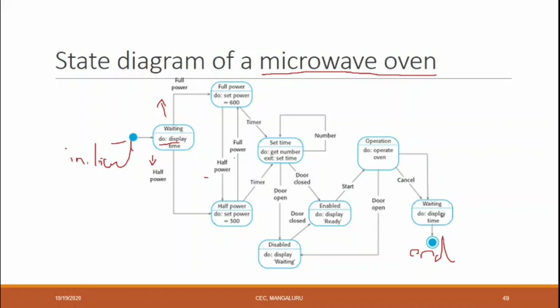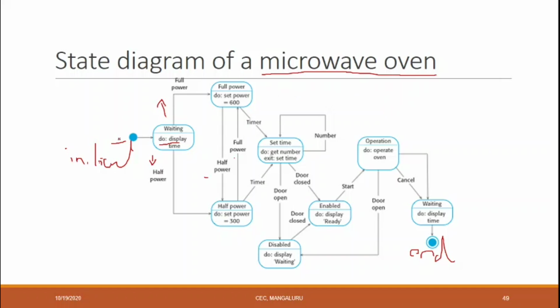Then it waits for the display time, whatever time you have set here, and does the operation. After that it ends the state of the oven diagram. So this is the state diagram of the micro oven, and for 8 to 10 marks they will ask this in the examination. So write the state diagram of the micro oven.